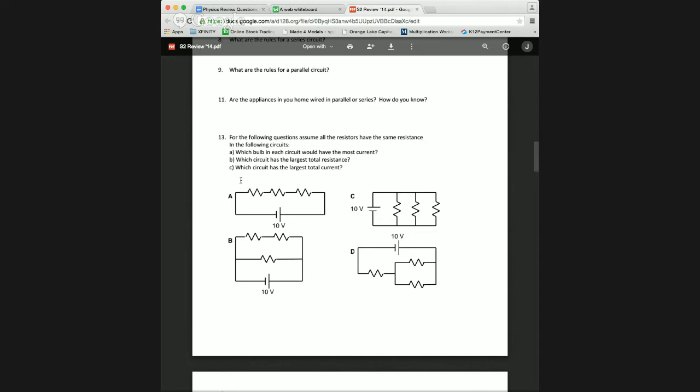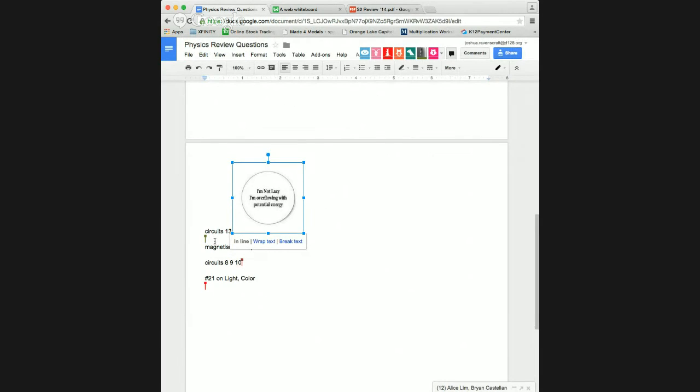Then going back to B, which circuit has the largest total resistance? The largest total resistance is in A because those directly add together. So I hope that helped.